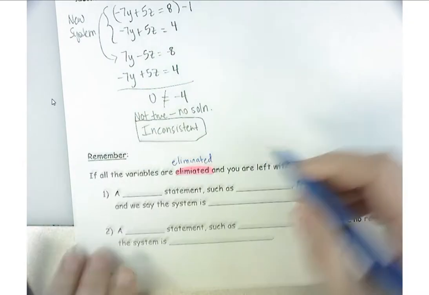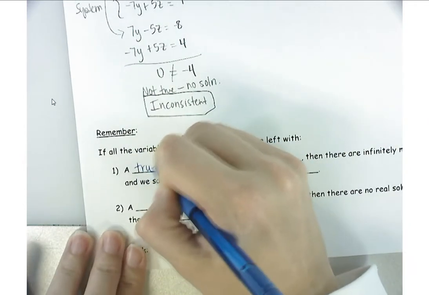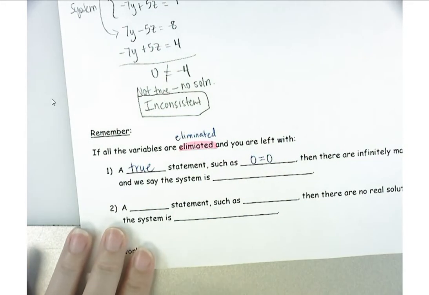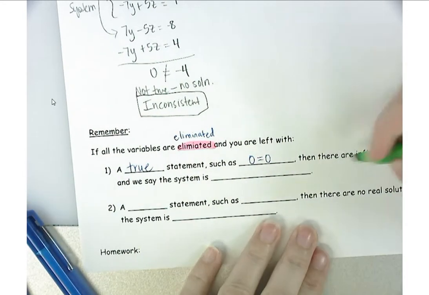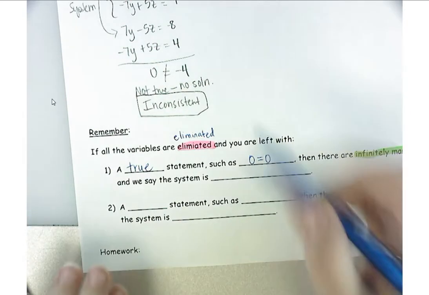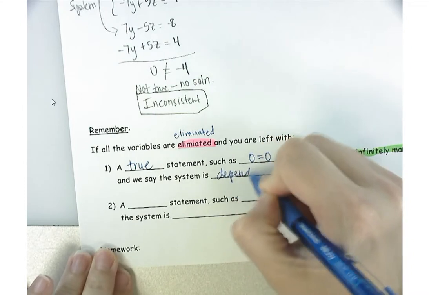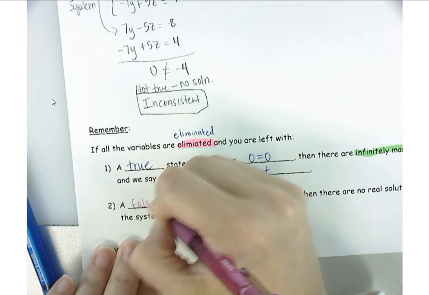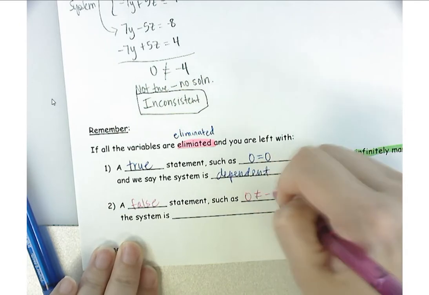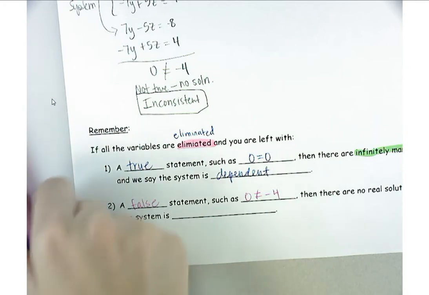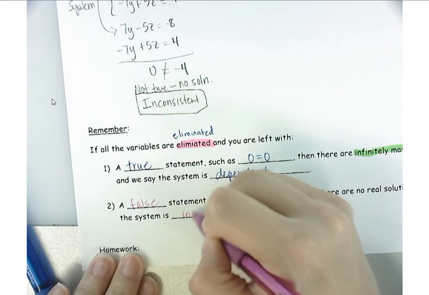You're very blessed. Okay, so if you have a true statement such as 0 equals 0, then there's infinitely many solutions. And we say that the system is dependent. Okay, if you have a false statement, such as what we had in our last one, 0 equals -4, then there are no real solutions, and we say the system is inconsistent.